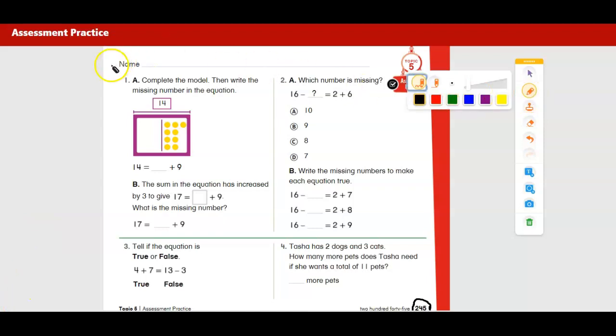So let's get started. On number 1, it has 2 parts. So on your test, be sure if it has a part A and a part B that you answer both parts of the question. Part A says complete the model, then write the missing number in the equation. And so we see our model and our equation. It says 14 equals blank plus 9. So if you're doing this in your workbook, you just write in your model and write your answer.